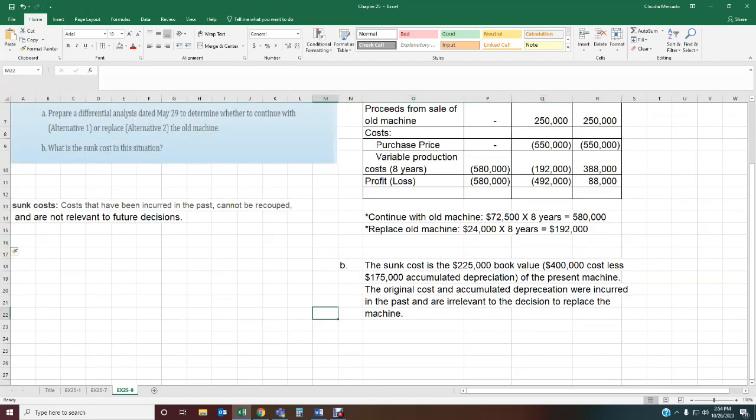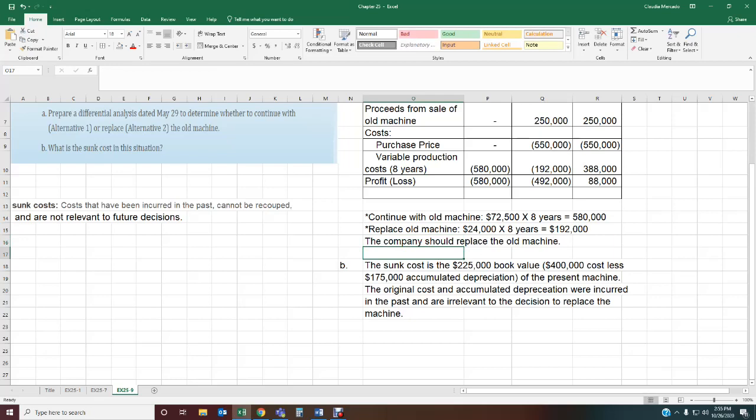I forgot to notate here. They're asking you what it is that you're going to do, whether you're going to continue or replace it, and the company should replace the old machine.